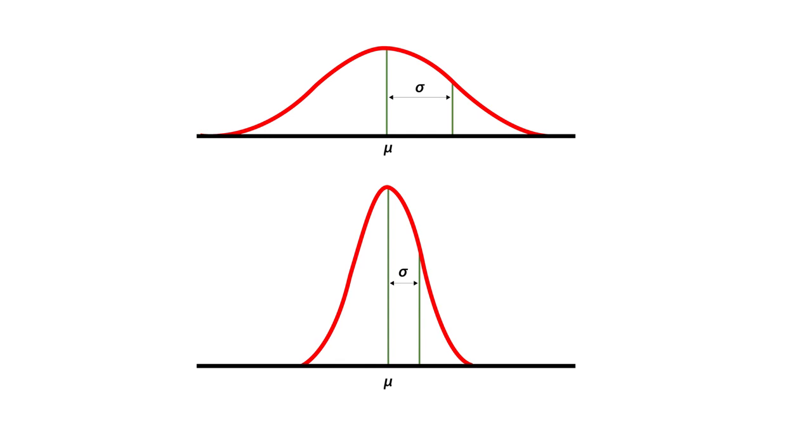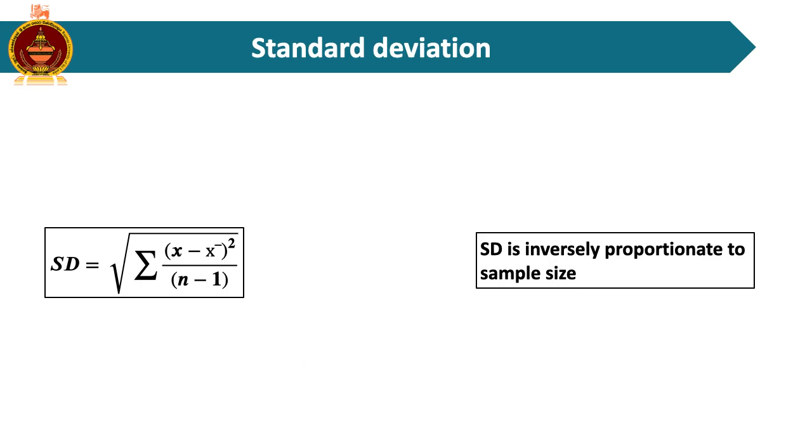As shown in the diagram, if the standard deviation is high, it will be a more dispersed distribution. If the standard deviation is low, the distribution will be a narrow distribution. Look at the standard deviation formula. Standard deviation is inversely proportionate to n minus 1.